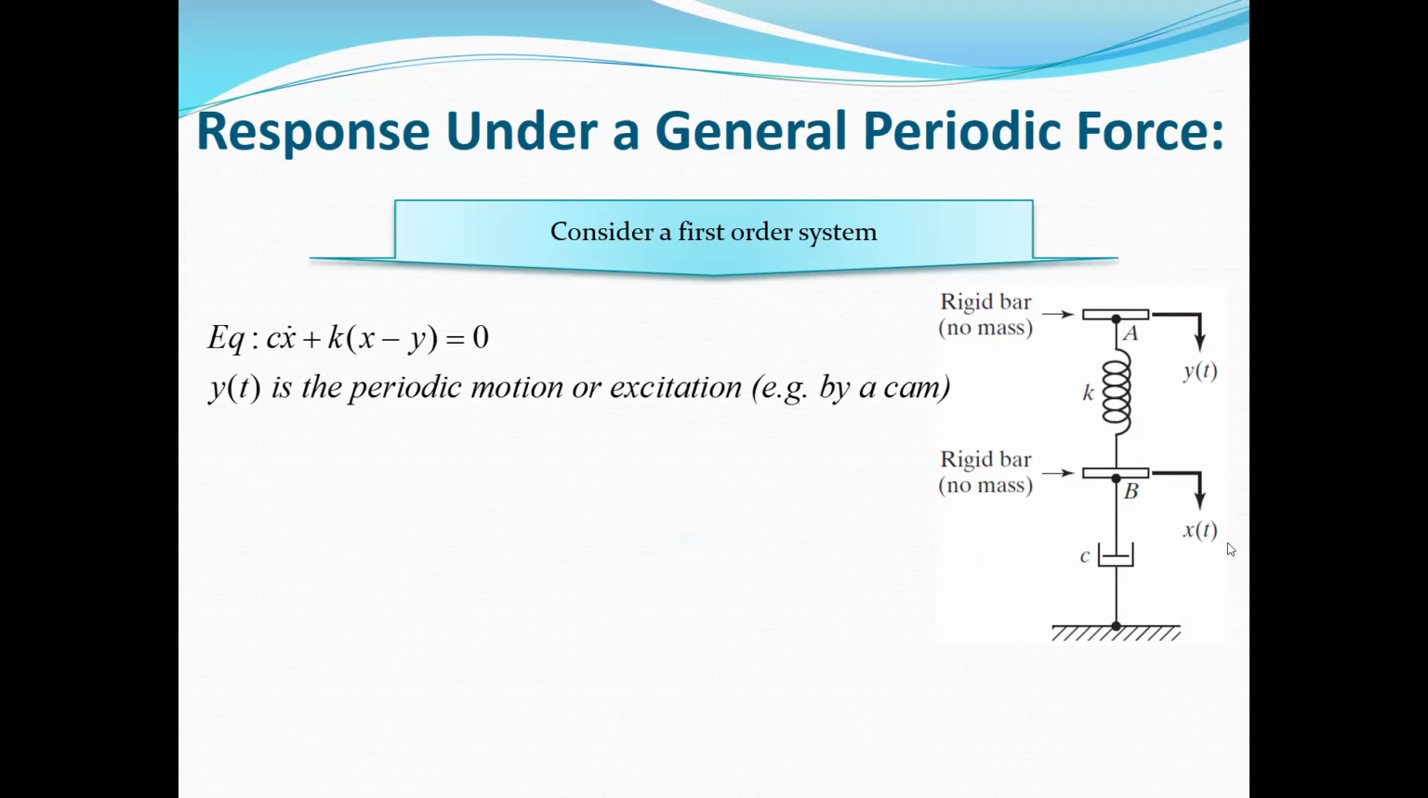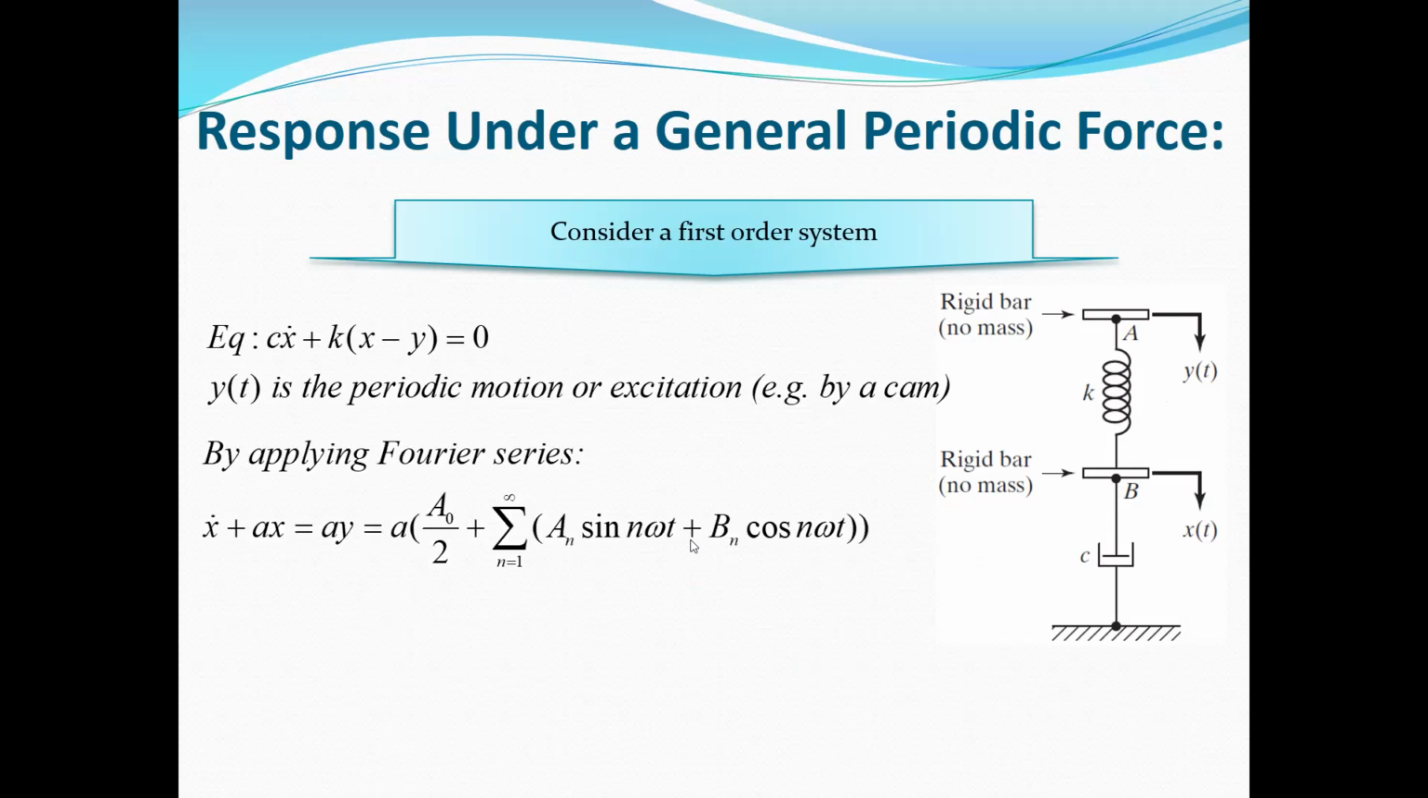x is the displacement of point B and y is the displacement of point A. So the deflection in the spring is the difference between point A and B, or x minus y. And the force in the damper is the velocity of point B, which is x dot, multiplied by the damper constant. And now we can write that the equation of motion is c x dot plus kx is equal to ky.